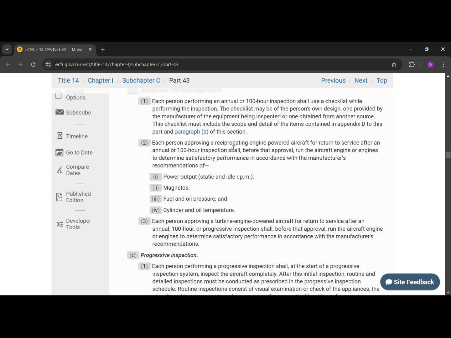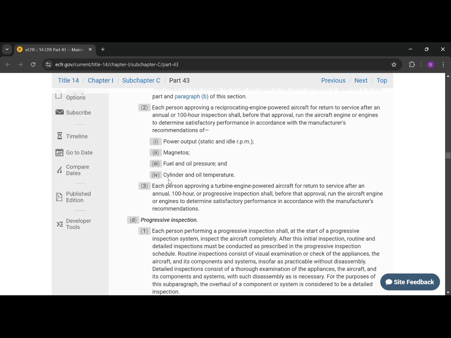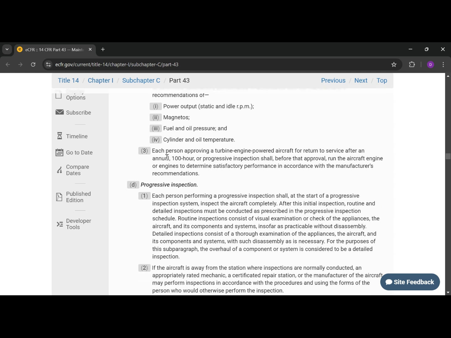Each person approving a reciprocating engine-powered aircraft for return to service after an annual or 100-hour inspection shall, before that approval, run the aircraft engine or engines to determine satisfactory performance in accordance with the manufacturer's recommendations of power output, magnetos, fuel and oil pressure, and cylinder and oil temperature. Each person approving a turbine engine-powered aircraft for return to service after an annual, 100-hour, or progressive inspection shall, before that approval, run the aircraft engine or engines to determine satisfactory performance in accordance with the manufacturer's recommendations.